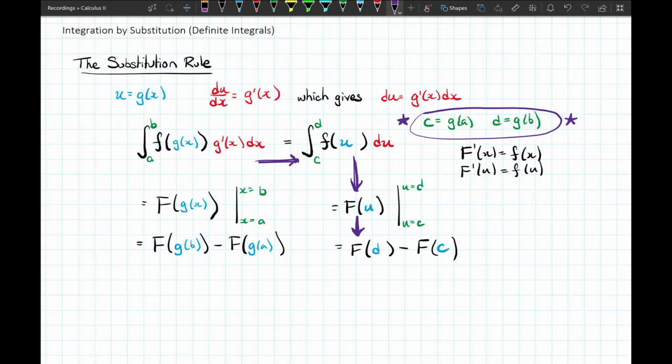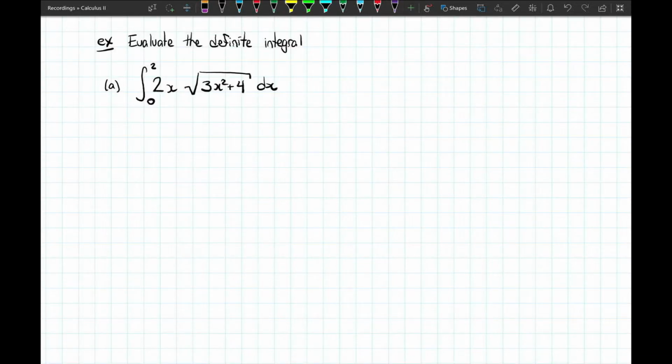So let's try a couple examples so you see this extra step included at the beginning instead of changing the variable at the end. Well, in this example, we're going to take a look at the definite integral of 2x times the square root of 3x squared plus 4 from x equals 0 to x equals 2. Now let's take a look and try to find that inside function.